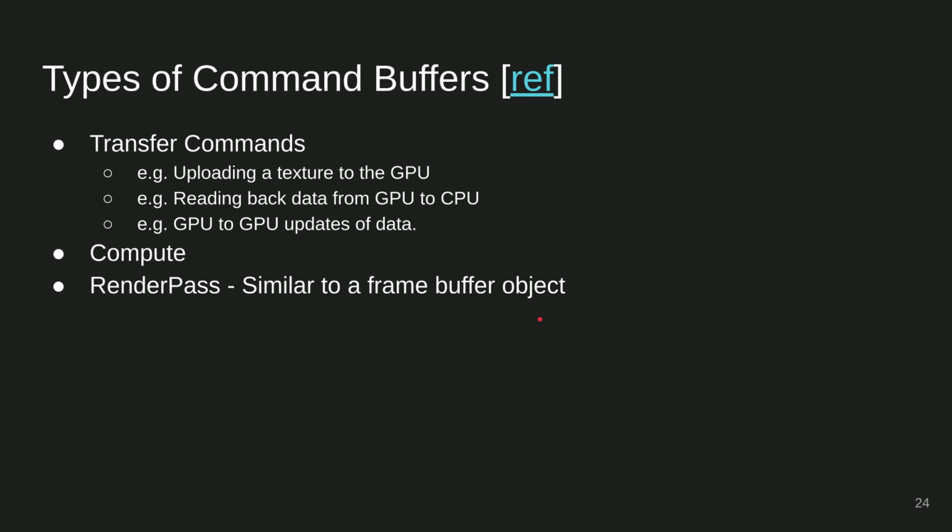Okay, so there's different types of command buffers. Just like we had many different buffers, vertex buffers, index buffers, and so on in OpenGL, in Vulkan we have different types of command buffers. So there's ones for transferring data back and forth, compute, doing stuff with frame buffer objects, and many more.